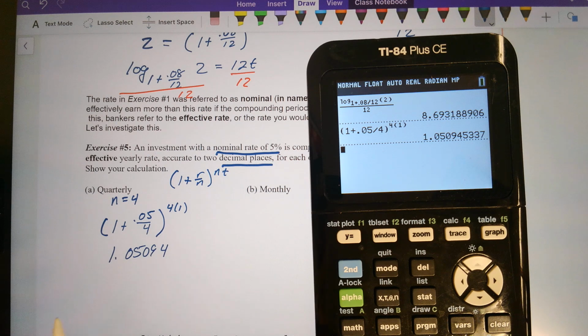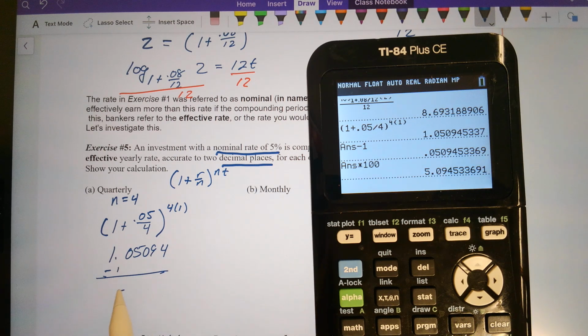And if we, as we did a few lessons earlier, back in Unit 3, subtract the 1 and then multiply by 100, the effective yearly rate is 5.09%.